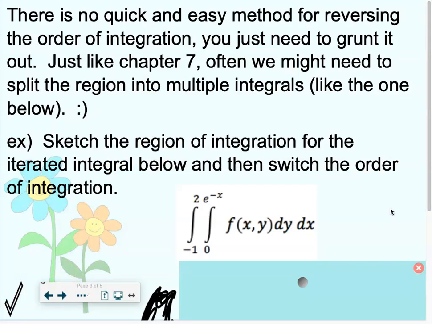There is, that I know of, no quick and easy method for reversing the order of integrals. You can't just change the letters and move the stuff around and have a new integral. It just doesn't work that way.